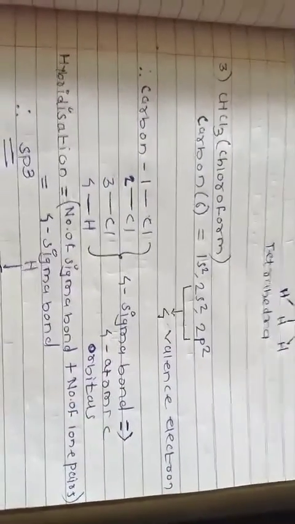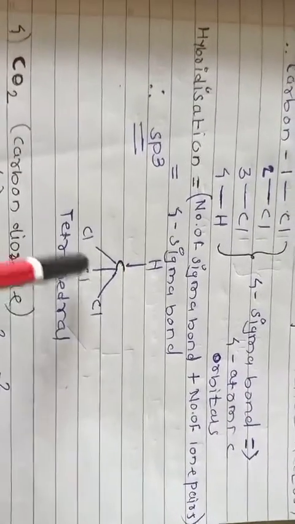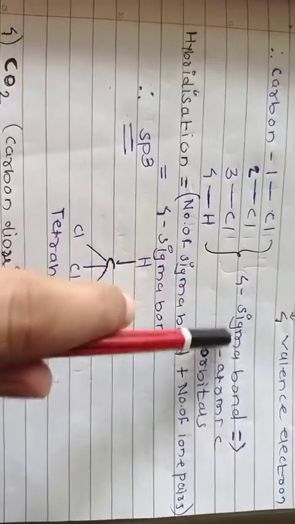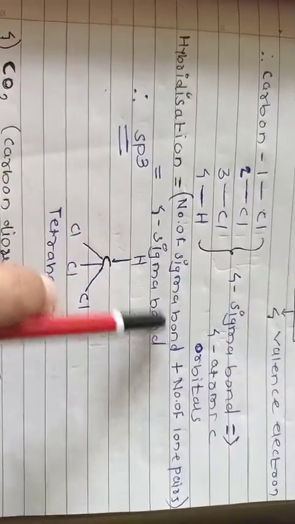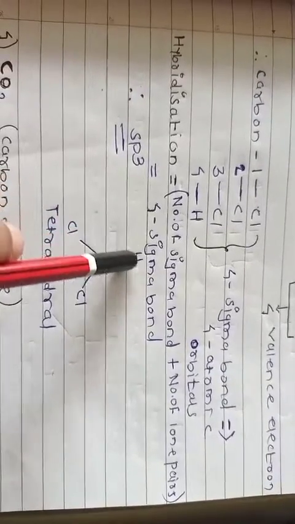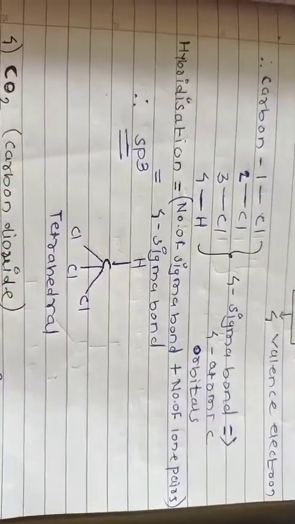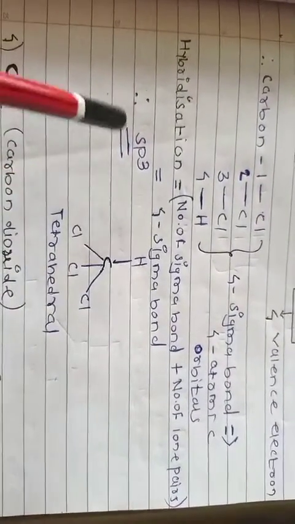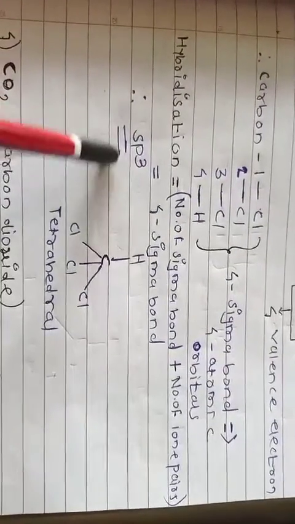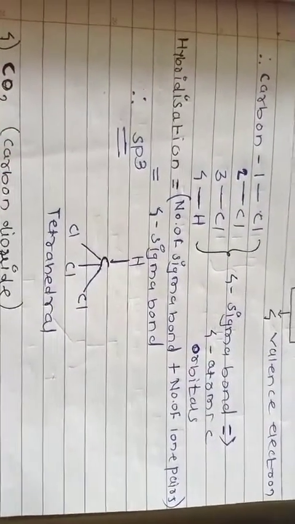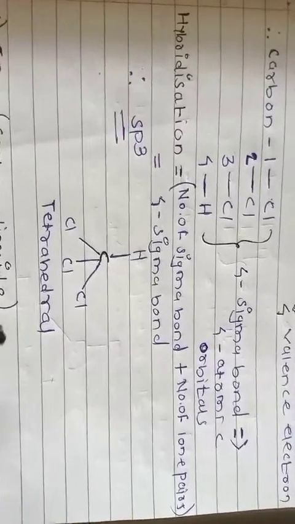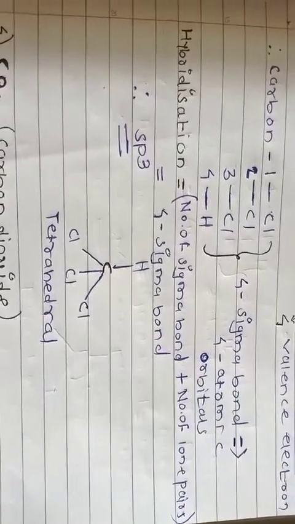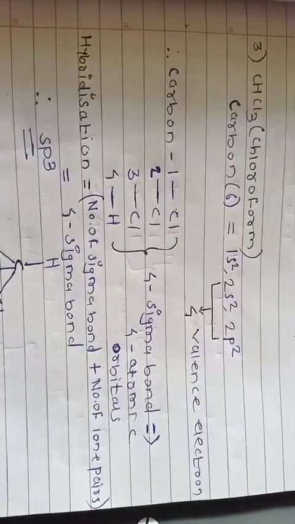So we know the formula for calculating hybridization: the number of sigma bonds plus the number of lone pairs. There is no lone pair, only 4 sigma bonds. By putting these in the formula, 4 sigma bonds are nothing but 4 atomic orbitals. So the hybridization is sp3. 4 atomic orbitals, in the sense of 1s and 3p, are the hybridization of carbon in chloroform. And the possible geometry of the structure of chloroform is tetrahedral. I hope you understand the third example also.